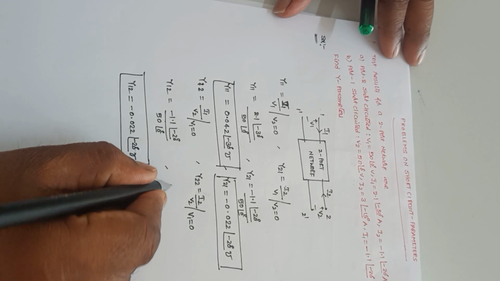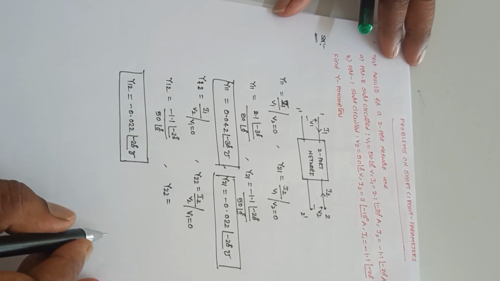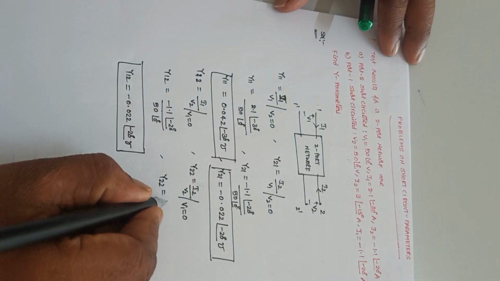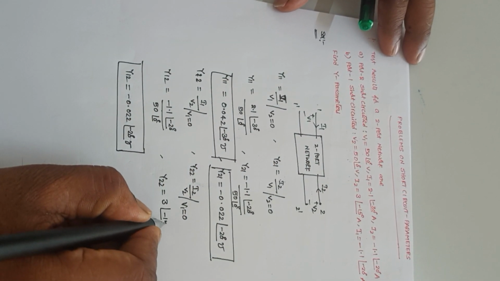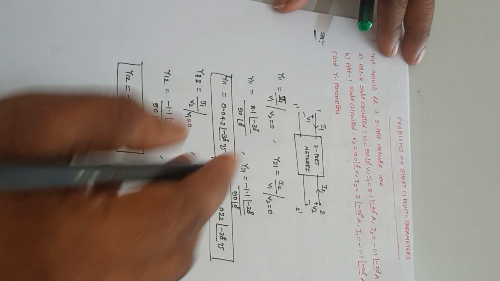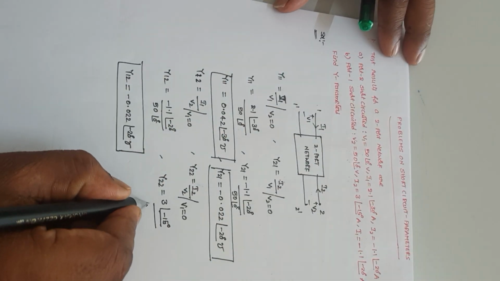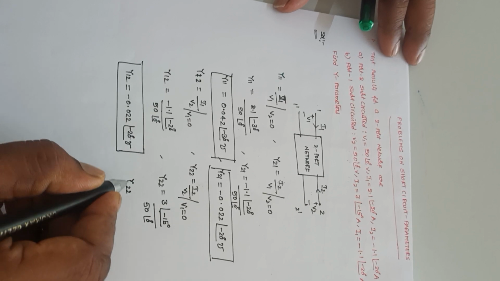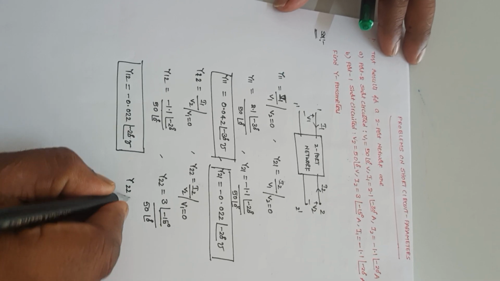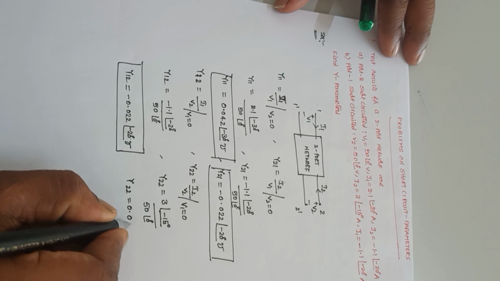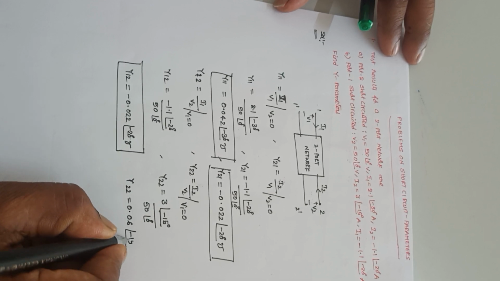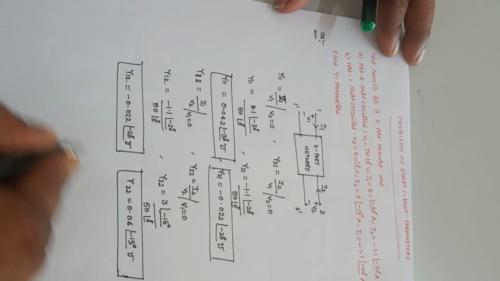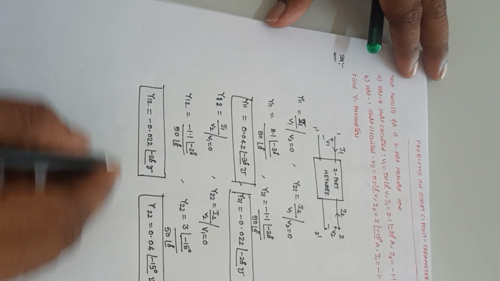Next, this Y22 is equal to I2, whenever V1 is equal to 0, I2 value is 3 at an angle minus 15 degrees divided by V2 value 50 at an angle 0 degrees. So if I calculate this 3 by 50, then it is 0.06 at an angle minus 15 degrees mhos. So these are the values of Y11, Y12, Y21 and Y22.